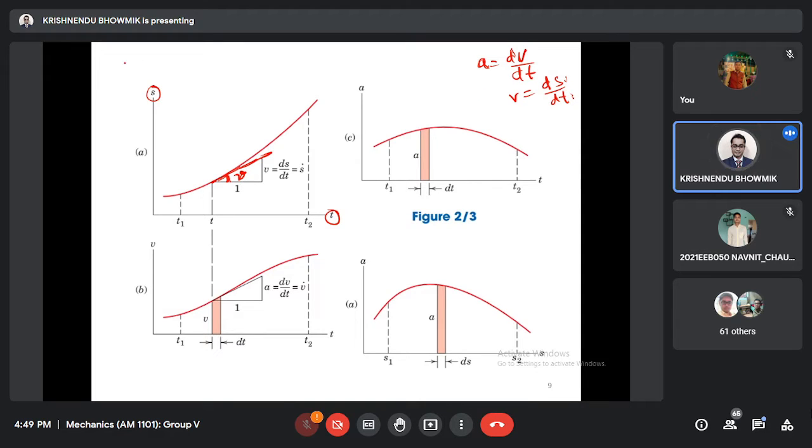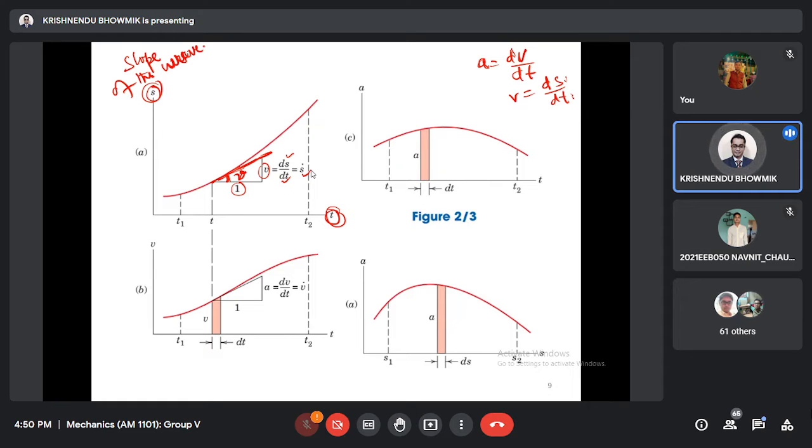So we will be using the concept of slope of the curve, that is nothing but the derivative. So now if I have the s versus t graph, here this slope will be the value of v. That's why here it has been shown, this is v, that is ds dt or s dot.